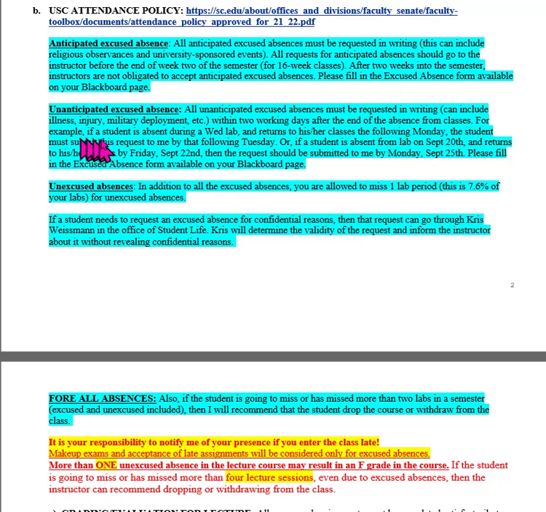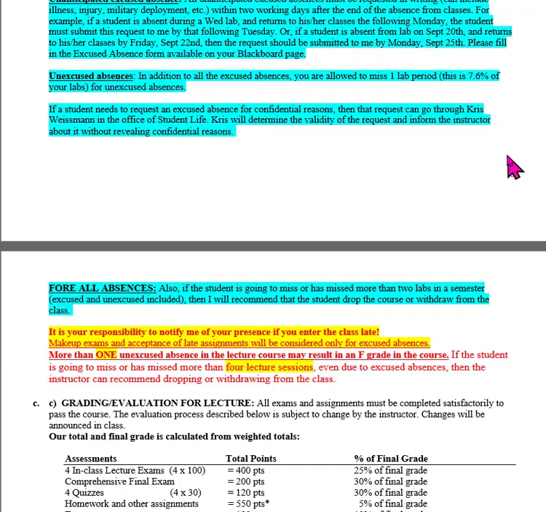writing from you. For a lab, if a student is absent during a Wednesday lab, then returns to his or her class the following Monday, then the student must submit this request by that next Tuesday, okay? You're absent on one Tuesday, you should have the letter to me by next Tuesday. Or another example is if a student is absent from lab on September 20th and then returns to class by Friday the 22nd. And return to class in both examples doesn't mean returning to my class. It means returning to any of your classes, any of your courses. Then that request should be submitted to me by that following Monday the 25th.